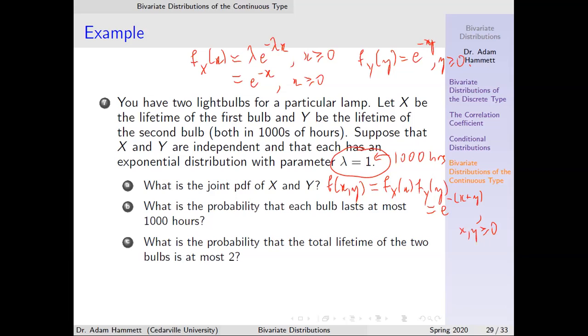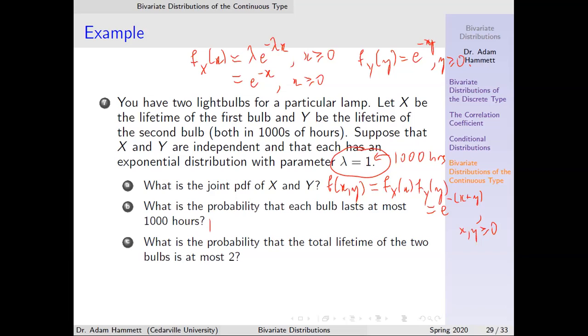Okay, a couple of questions here. What is the probability that each bulb lasts at most 1,000 hours? And what is the probability that the total lifetime of the 2 bulbs is at most 2? Okay, so the probability that each bulb lasts at most 1,000 hours is fairly easy to compute just because we have independence here.